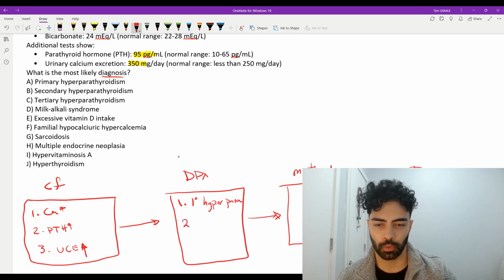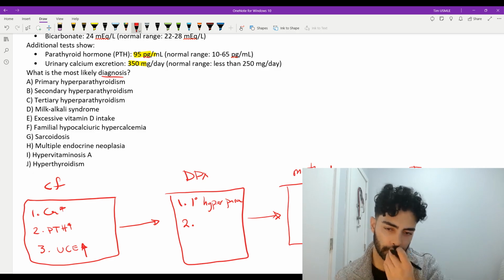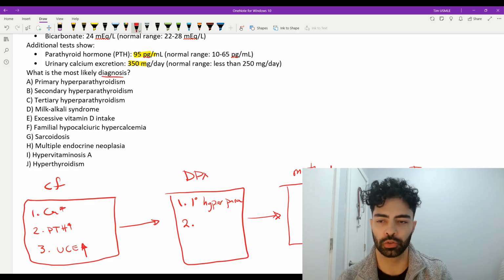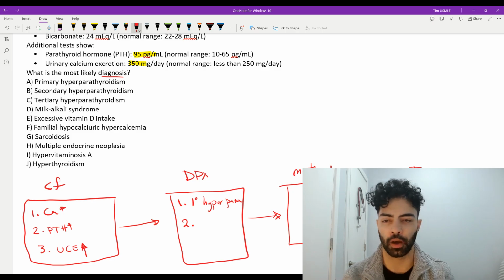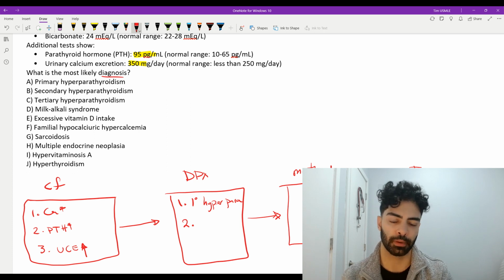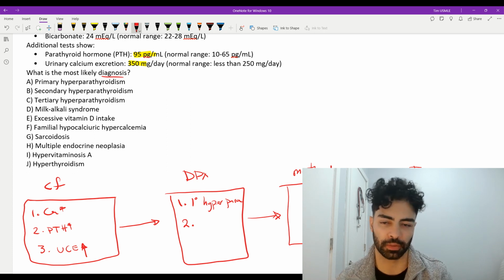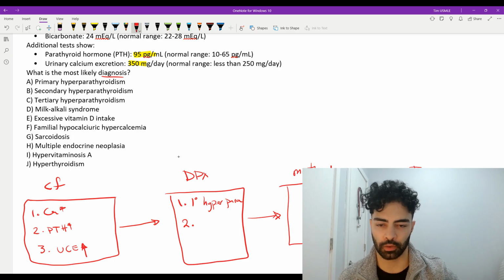Okay. What would be your number one? Number two? I guess for number two, since this is a familial thing, one can think about familial hypocalciuric hypercalcemia. However, we do have high calcium, so that's not really a good choice here. But let's just put it down. I'm just going to write familial hypocalciuric hypercalcemia, so FHH, right?